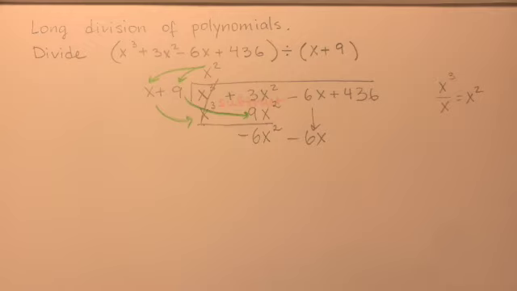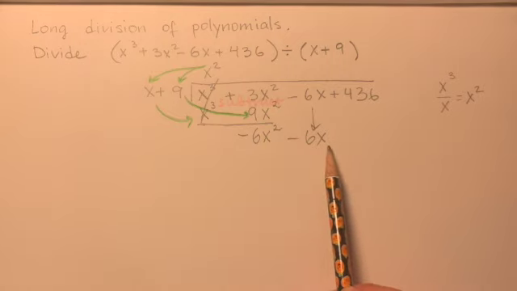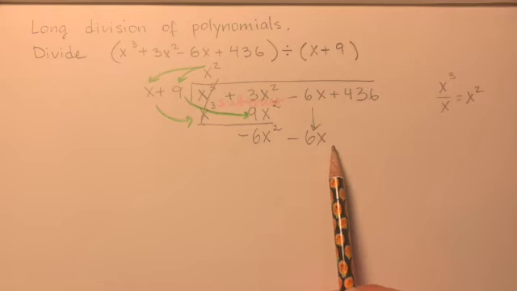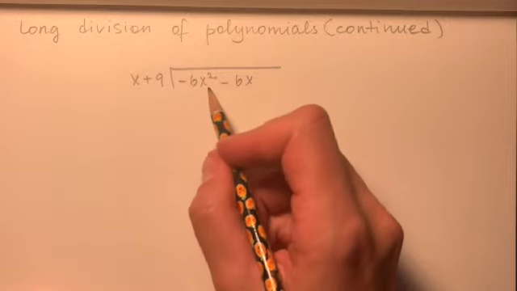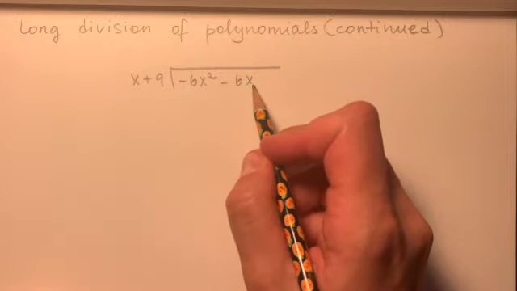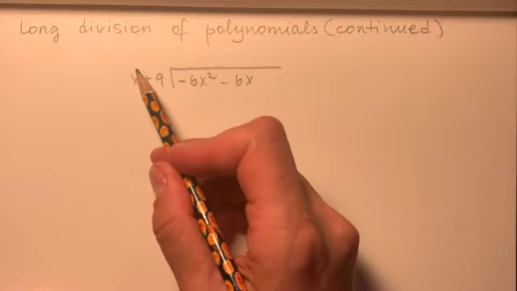And at this point, we will repeat the procedure from step 1, treating negative 6x squared minus 6x as our new dividend, or our new polynomial that is inside the box. So what I did here is I placed negative 6x squared minus 6x inside the box, and I still have my x plus 9 that was outside of the box.